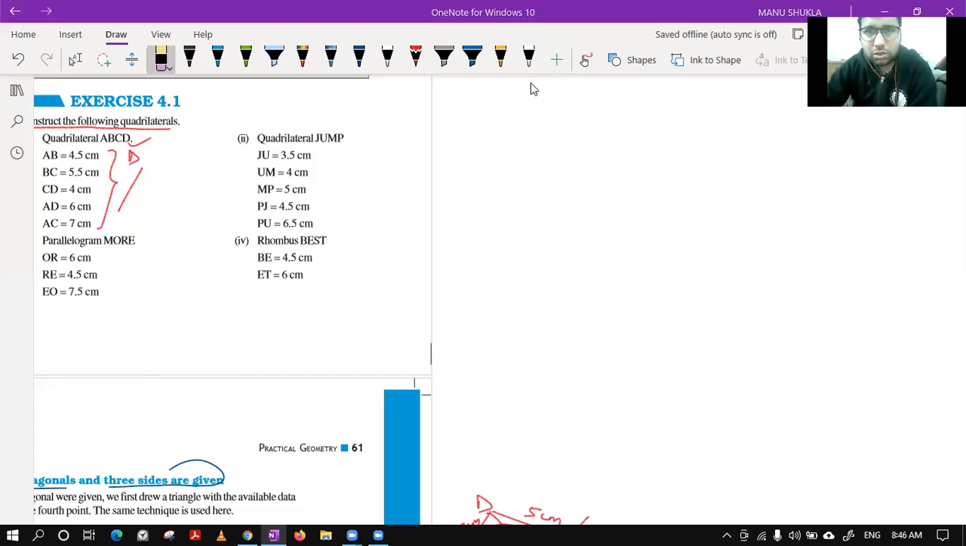Now, in the rhombus BEST, first you need to draw the diagram like this. B, E, S, T. So we have drawn the diagram BEST for rhombus. They are saying BE equal to 4.5 centimeter, and ET is given to you as 6 centimeter. That's it. Till this point, it's fine, Ananya. So we have done what is given to us.